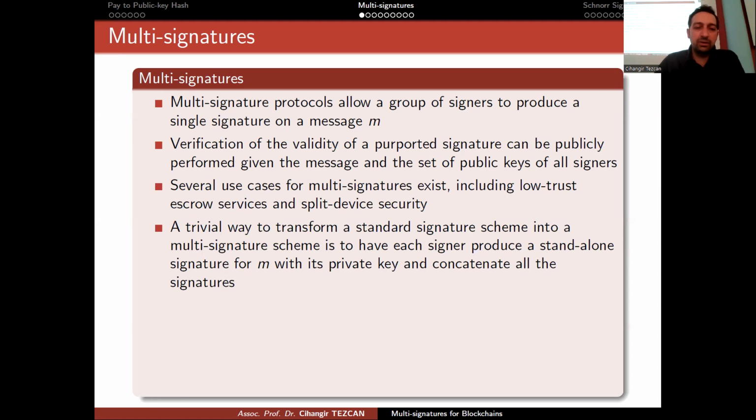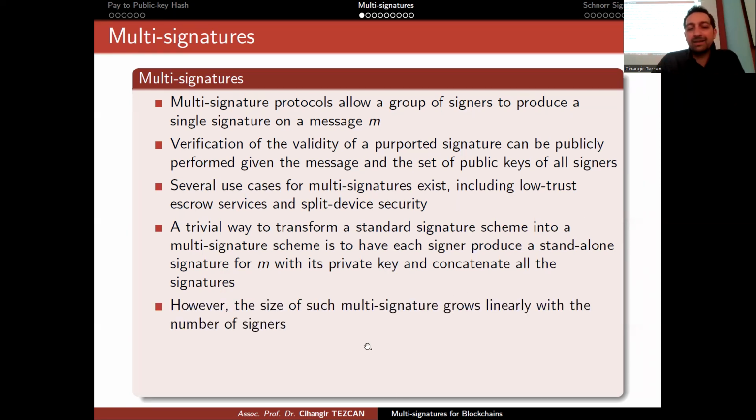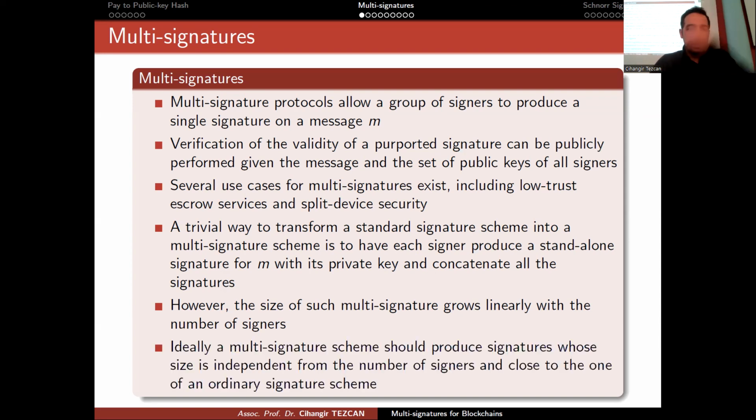But of course, this is not a good idea because the size of such a multi-signature grows linearly with the number of signers, right? Because instead of a single signature, if you have 100 people, then you will have 100 signatures. So the size will be 100 times larger. Ideally, a multi-signature scheme should produce signatures whose size is independent from the number of signers and close to that of an ordinary signature scheme.